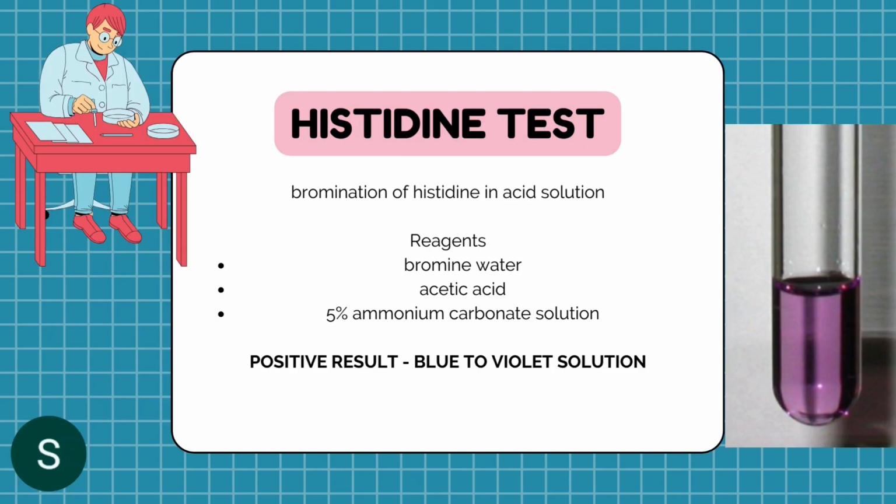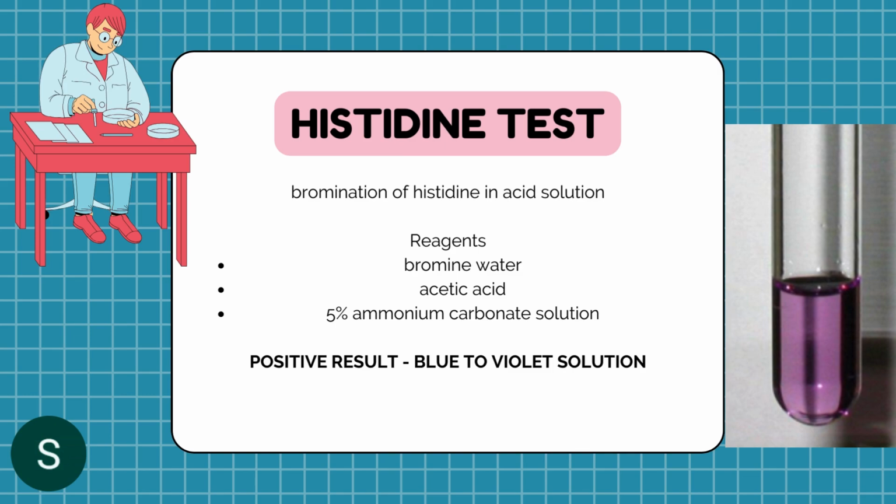Okay, so next we have your histidine test. This is your bromination of histidine in an acidic solution. Okay? So histidine are brominated in acid solution followed by the neutralization of acid with excess ammonia. Okay? So, paano nangyayari yun? Ano ba yung reagents na gamit natin? So, yung reagent na gamit natin is your bromine water, your acetic acid, and your 5% ammonium carbonate solution.